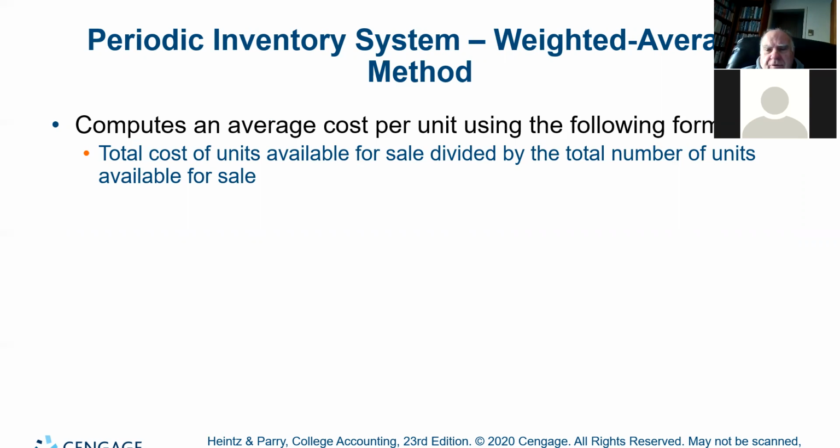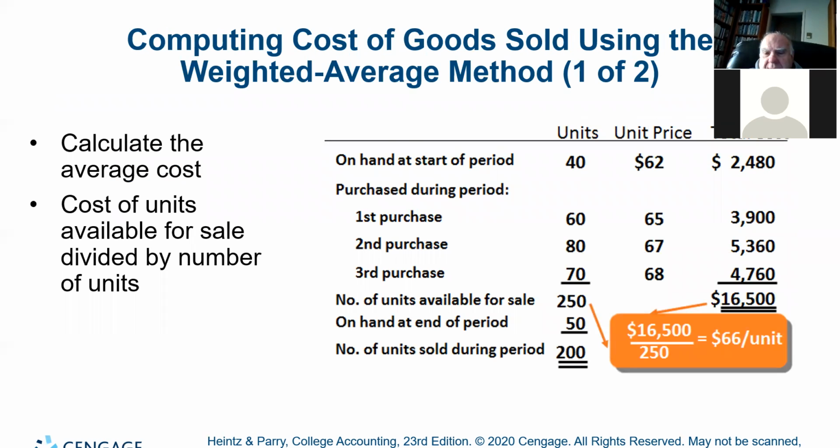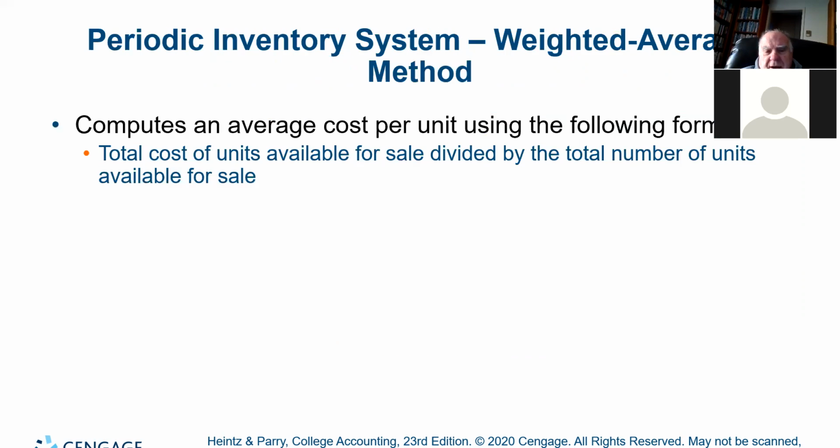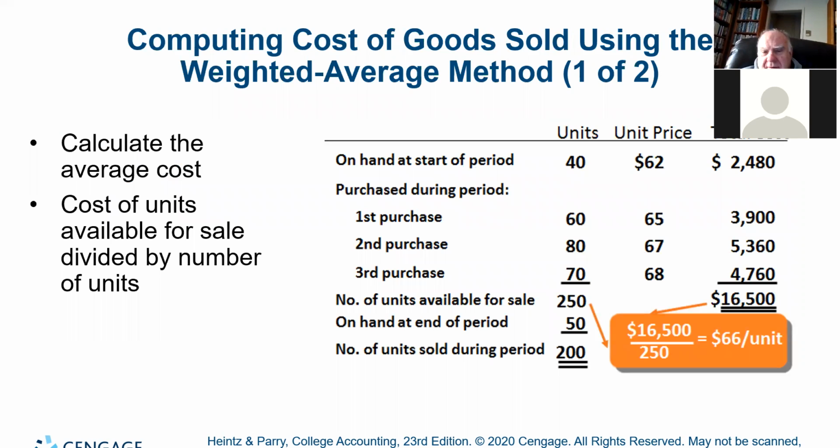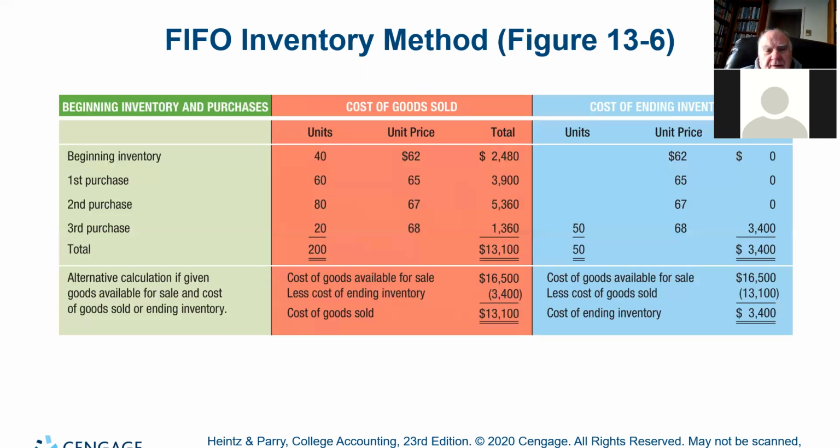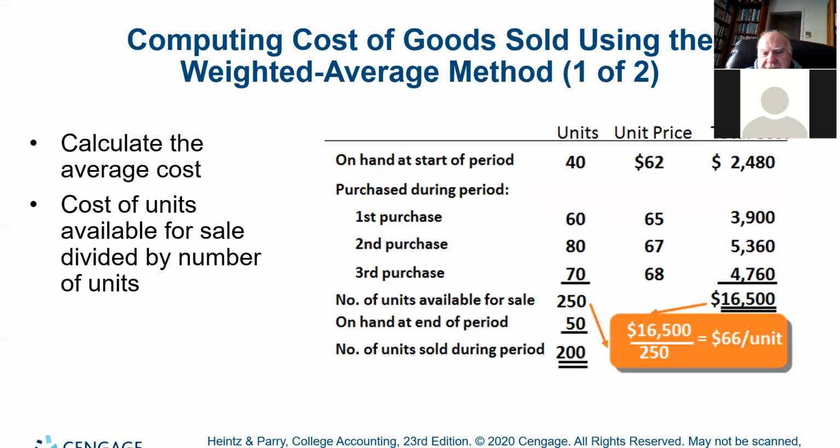Let's do weighted average. This is super easy. In fact, they just summarize it. Again, we've got the 16,500 and the 250, right, on the available line. They changed the number. It looks like 40, 60, 80, 70, 40. So they're playing tricks on us. So the available dollars are 16,500 and the available units are 250.